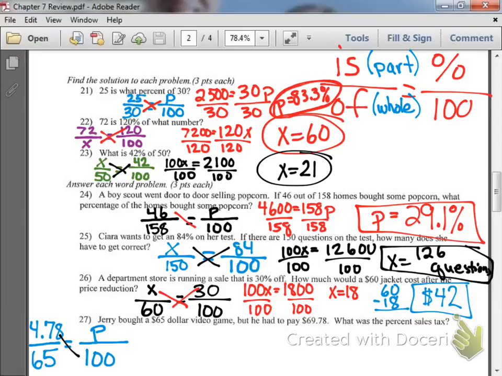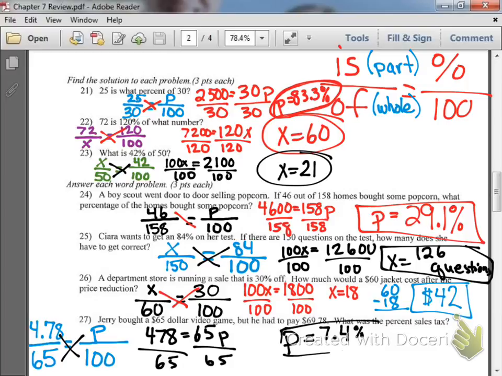So for this one, we're going to cross multiply. We get 478 equals 65p. And then divide by 65. You get 7.35. I've been having you round to just one decimal, so you can round that to 7.4%. So that one's kind of tricky. But again, you get 7.4. Sorry, it's kind of hard to see with that little logo on the bottom.